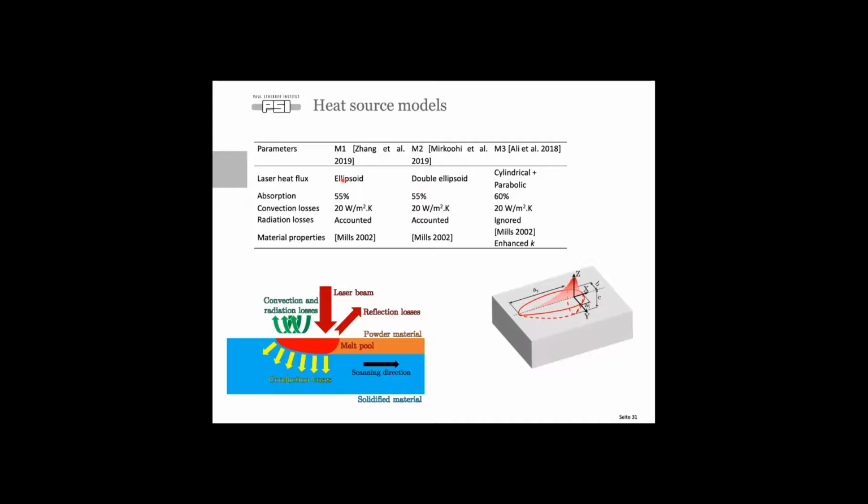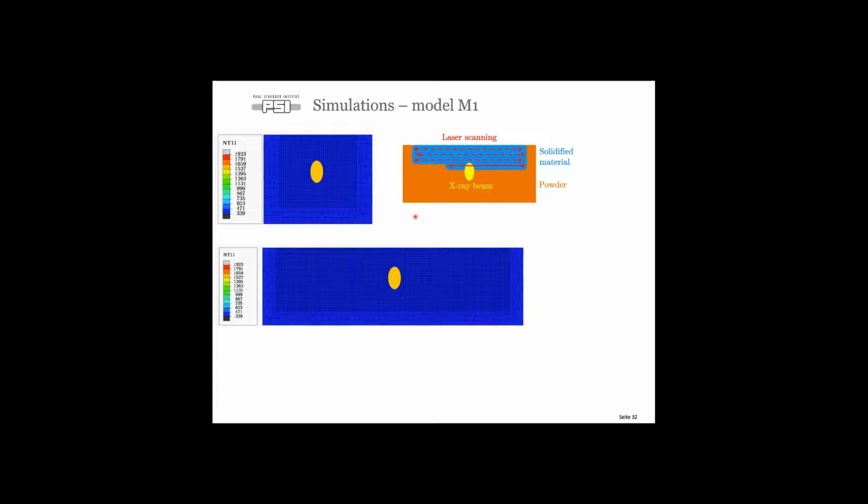So in one case, it's an ellipsoidal model, or we have a double ellipsoid model, as is shown here, to mimic the tail that you have in such a melt pool. Or there's also a cylindrical and a parabolic model here. In this case, the radiation losses were ignored, so we then added the radiation losses ourselves. So we basically end up with 4 different models where we then try to follow the temperature evolution as a function of time. So I just show you here an example of such a simulation.